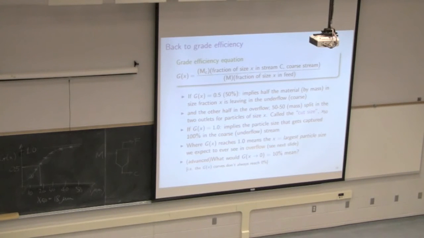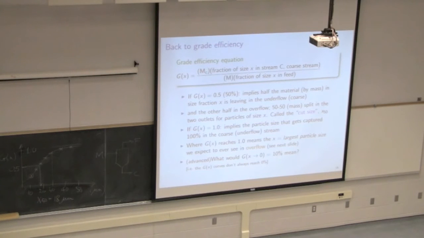Okay, so I'm asking, here's a cyclone, that's its g of x curve. Will the cyclone be suitable for my application if my requirement is that the government says it's okay for you to vent particles that are 30 microns or smaller to the atmosphere, but not particles larger than that? So this cyclone may be suitable because at 30 microns, we'll get a g of x of about 0.8. We're going to recover about 80% of the particles at 30 microns.